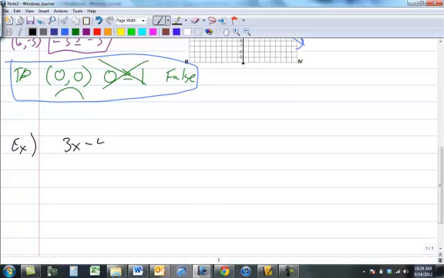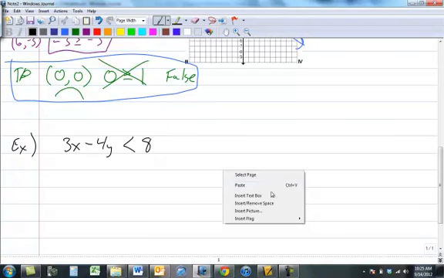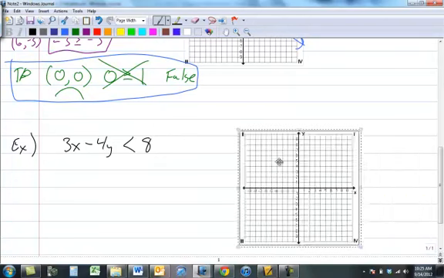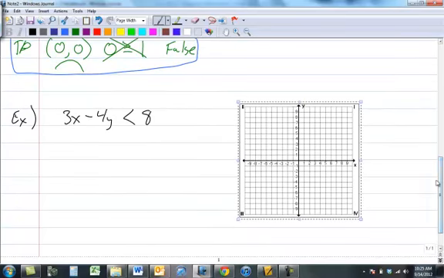3x minus 4y is less than 8. I'll get my grid ready. Paste it there. So here's the thing. Since this is kind of in a pseudo standard form, I like doing the intercepts. But just to review some stuff about inequalities, let's solve for y.